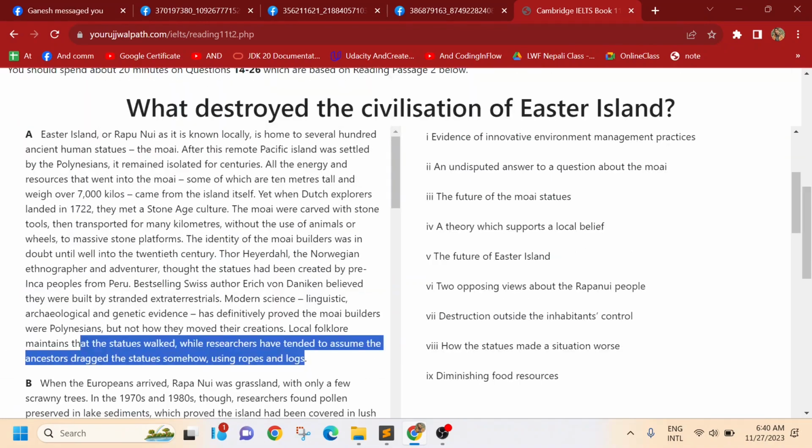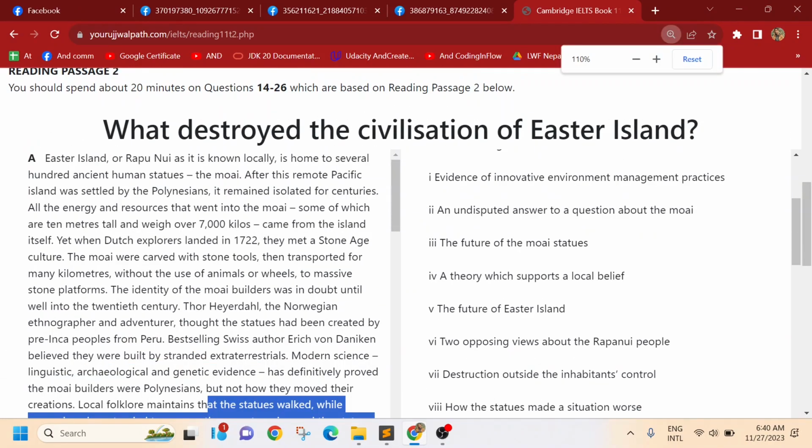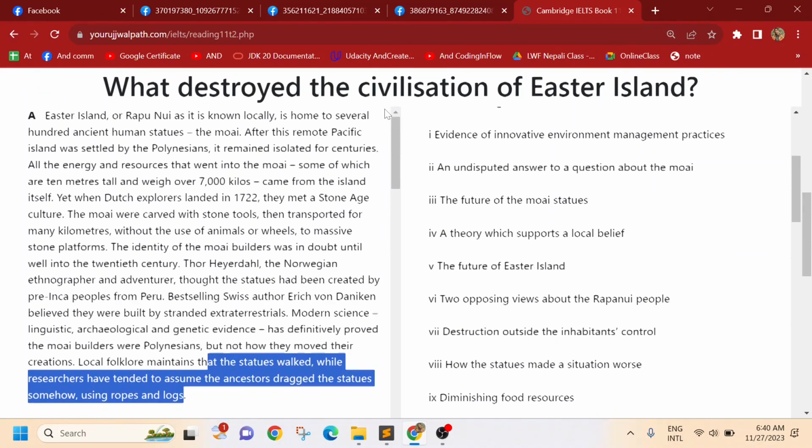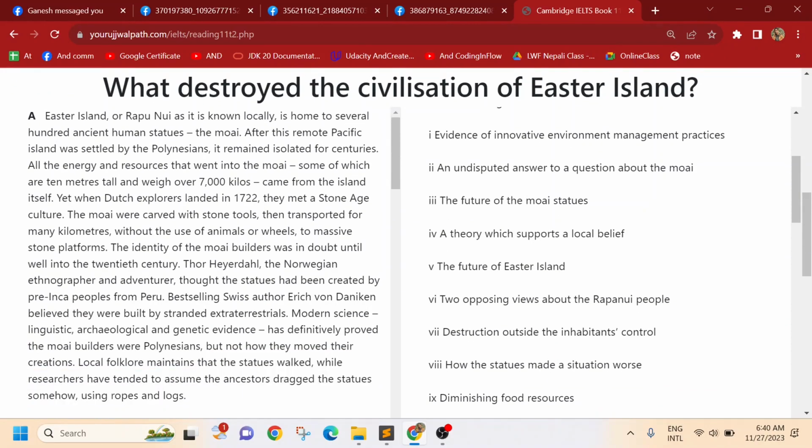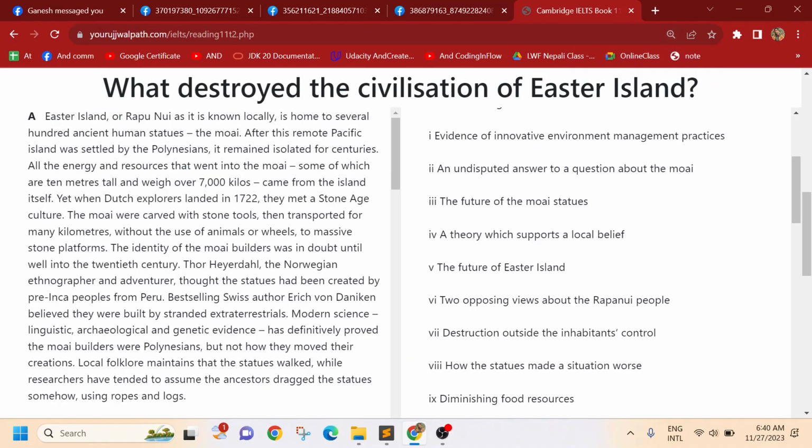So once you go through this, you should understand what you have just read. What was the information given? First thing, it's telling about the place, right? In that place there are lots of statues, which are also called Moai. The place name is Easter Island or Rapa Nui. Next thing is the statues are huge, and after that, when the Dutch explorers landed, they met a Stone Age culture. The Moai were carved with stone tools, transported for many kilometers without the use of animals or wheels.